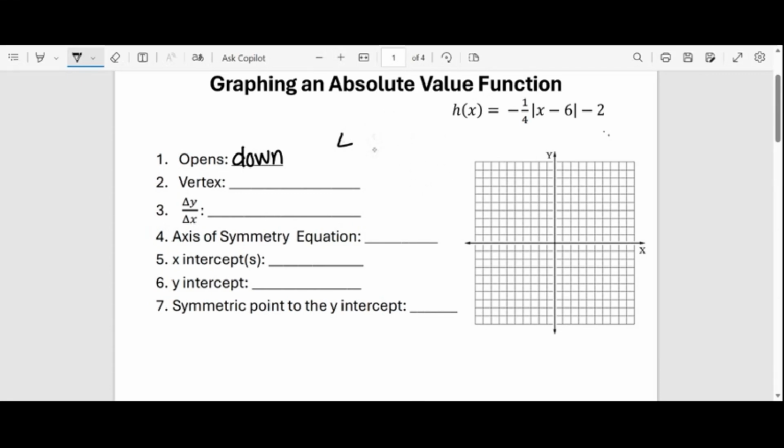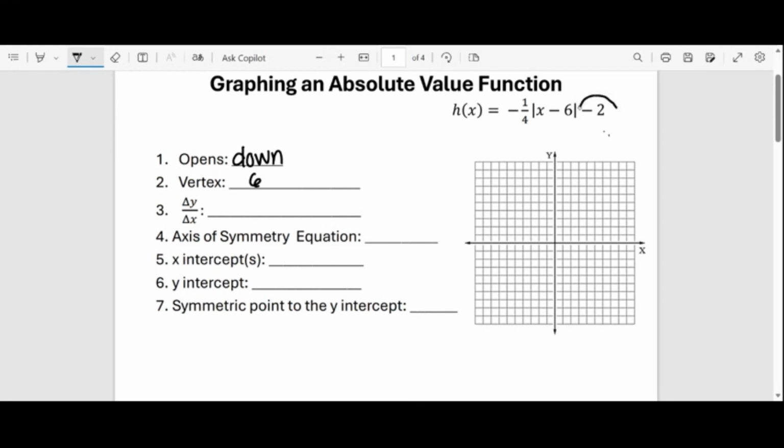So this graph is going to open down because our A value, which is the number that touches our absolute value bars, is a negative number. Next, your vertex is going to come from this number, and it's going to be the opposite of -6. The opposite of -6 is +6. Some people like to say, what x value could you put in here to make what's inside the bars equal to 0? And obviously +6 would be that number, but I just say, let's take the opposite of the number that's in the bars and write it down for your x value.